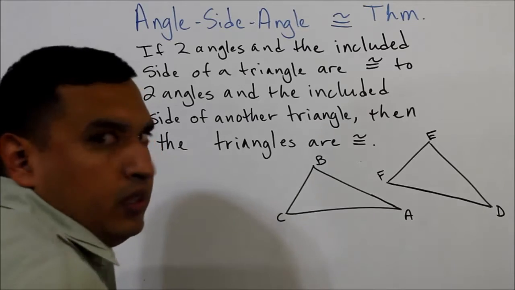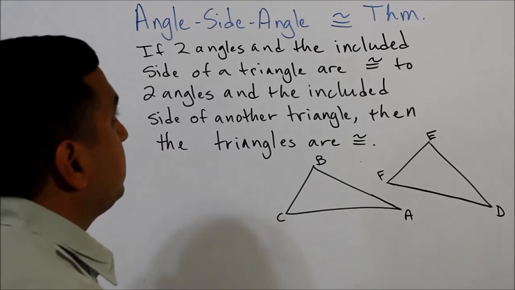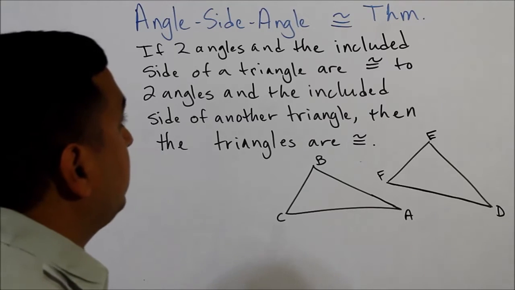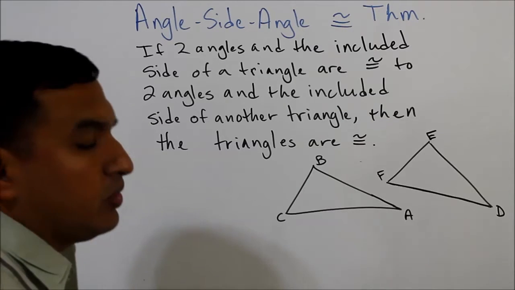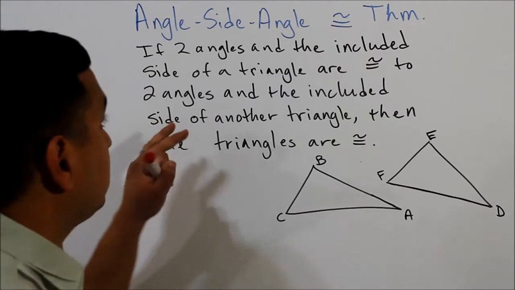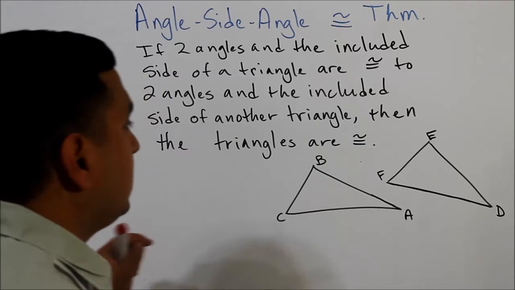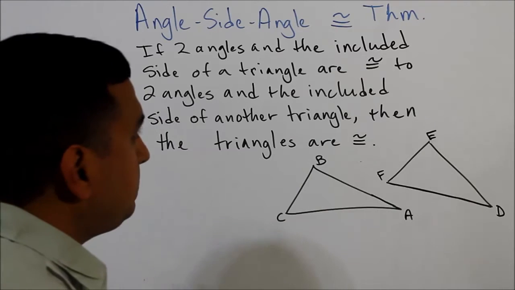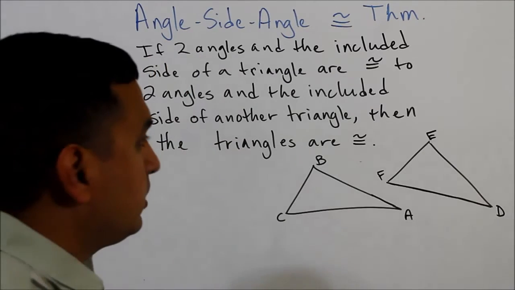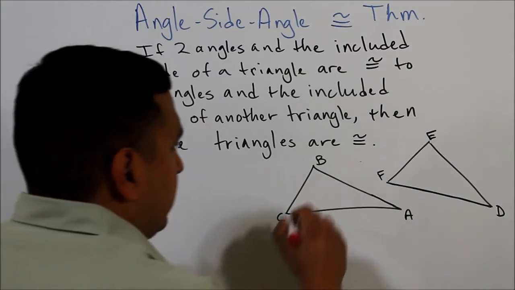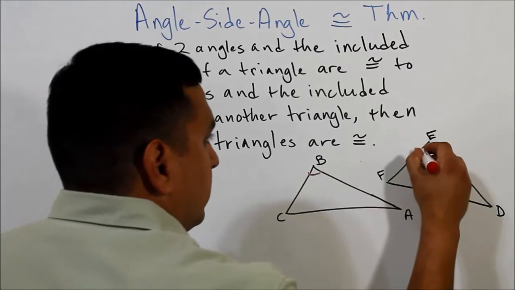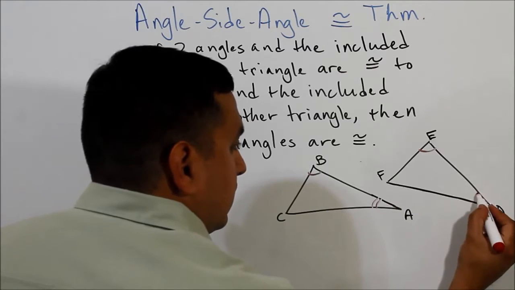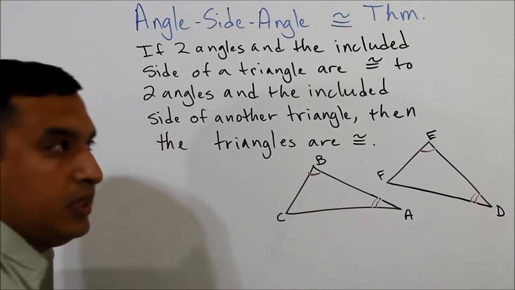Alright, next we got the angle-side-angle theorem, which is part of 5.6, and that says that if two angles and the included side of a triangle are congruent to two angles and the included side of another triangle, then the triangles are congruent. Alright, so with this one, I have to have two angle pairs. So let's just say that I have angle B congruent to angle E, and I know that angle A is congruent to angle D. Alright.